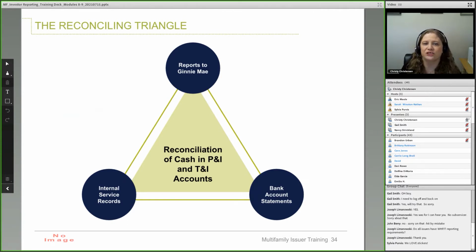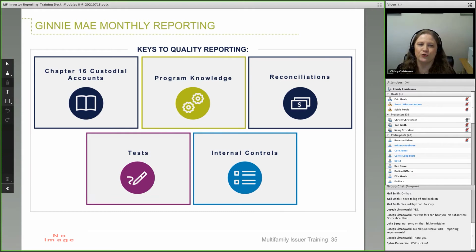Reconciliations of cash in TNI and PNI accounts. This consists of bank account statements, your internal servicing records, and the information you reported to Ginnie Mae for your monthly activity, which totals are on the summary screen in RFS. Keys to quality Ginnie Mae monthly reporting are following MBS Guide Chapter 16 for custodial accounts, have Ginnie Mae program knowledge, reconciliations, test, and internal servicing controls.